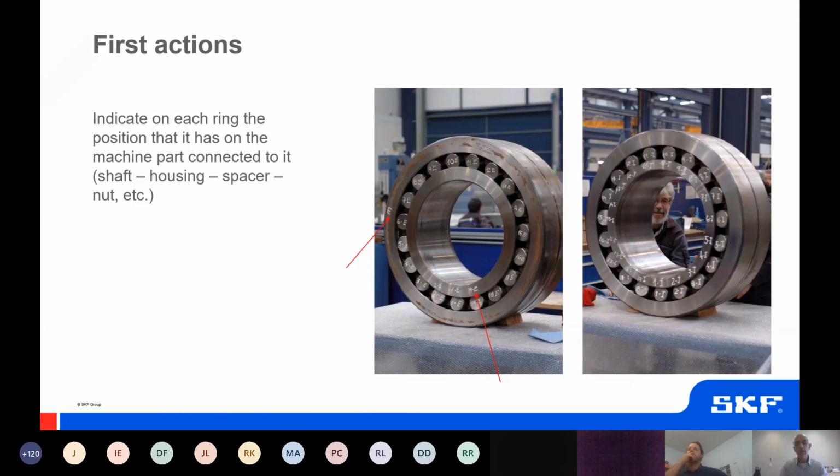And one of the things that is extremely useful and many times not properly taken care of is that when you are removing the bearing from the machine, before you do it, you need to make sure that you identify the position of the different components in relation to each other. You identify the position of the bearing in relation to the shaft. You identify the position of the outer ring in the housing.